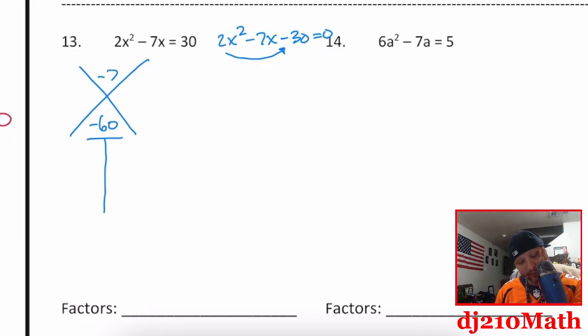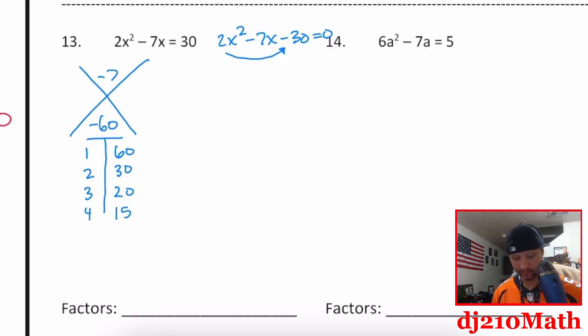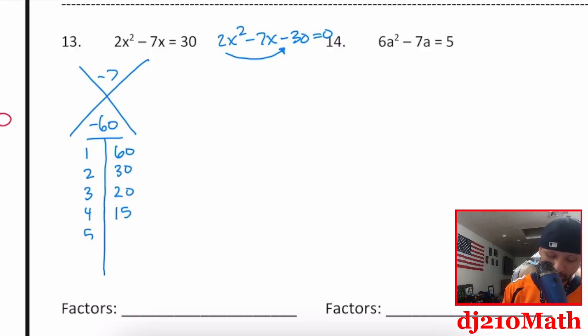All right. 1 and 60, 2 and 30, 3 and 20, 4 and 15, 5 and 12. 5 times 12 is 60. I'm going to stop there. That's the one, right? This is going to be the one we want, but we got to get our symbols correct.